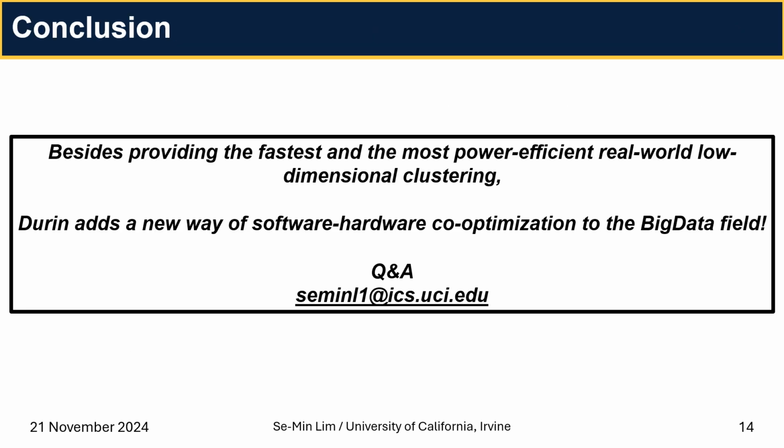So besides providing the fastest and the most power-efficient real-world low-dimensional clustering, Durin adds a new way of software-hardware co-optimization to the big data field. Thank you so much.